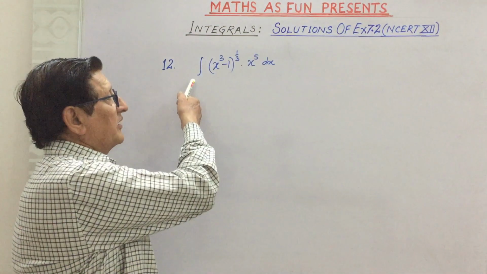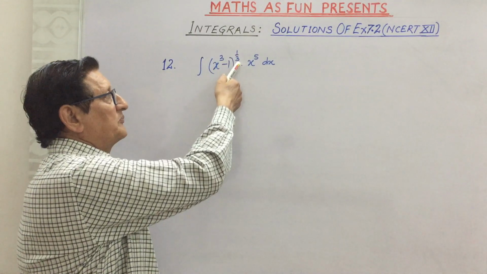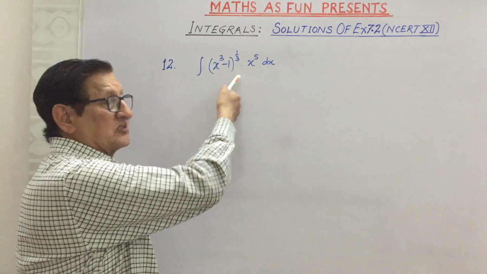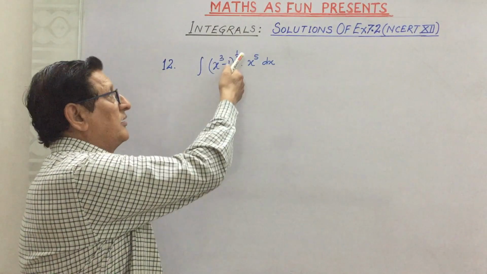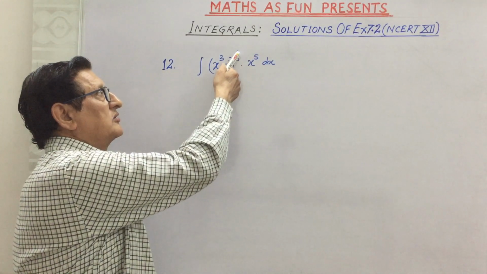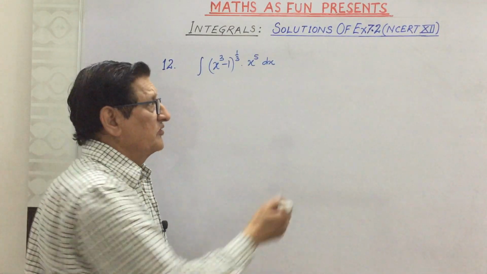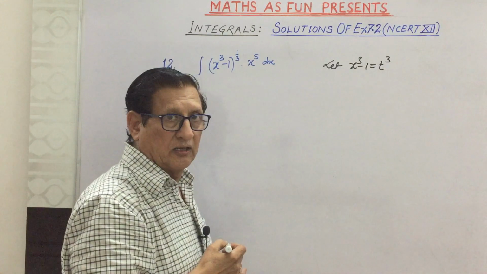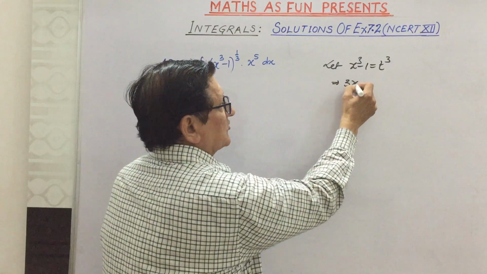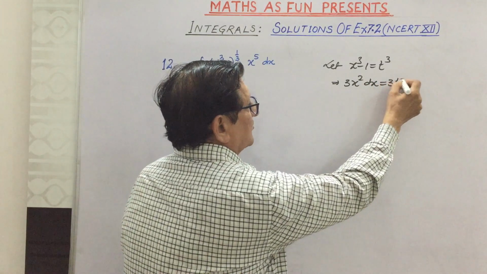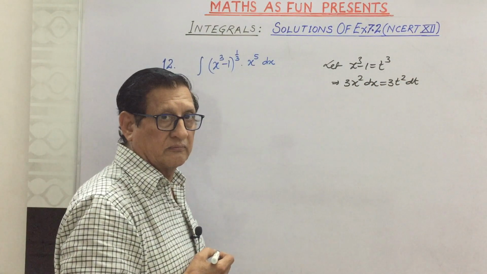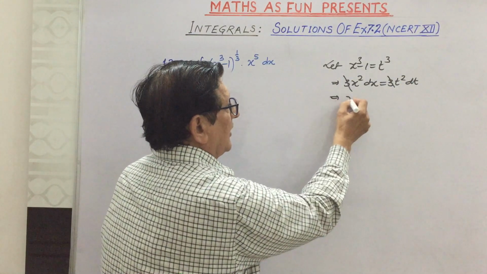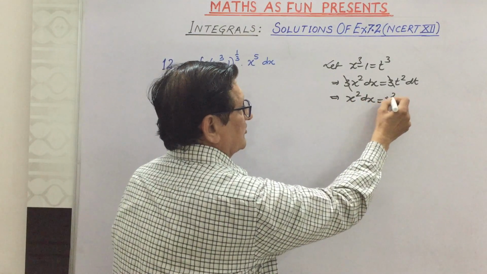12th problem here is integral of x cube minus 1 whole power 1 upon 3 into x power 5 dx. We can consider x cube minus 1 as t, or to avoid the radical power as t cube, because the denominator in this power is 3. Suppose we consider x cube minus 1 as t cube. Differentiating both the sides, we are getting 3x square dx is equal to 3t square dt. This 3 and 3 cancel. So we are getting x square dx is equal to t square dt.